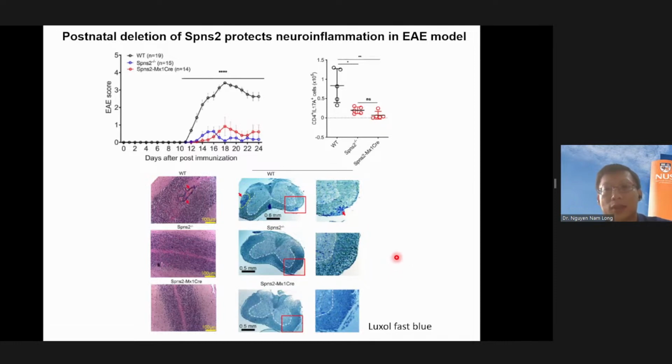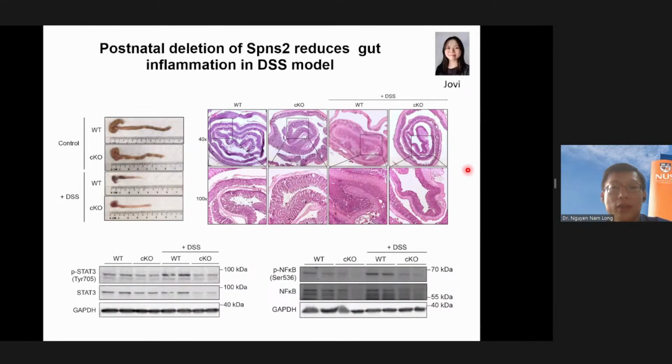So this is the first model, and then the second model that we recently developed. We were interested in gut inflammation as well. In this case, we induce gut inflammation by treatment with a dose of DSS. As you can see, this is non-treatment for the wild type and conditional knockout mice. If we give a dose of DSS to the wild type mice, the colon is actually shortened and they have severe bleeding and phenotype. And this is somehow protected in the conditional knockout mice.